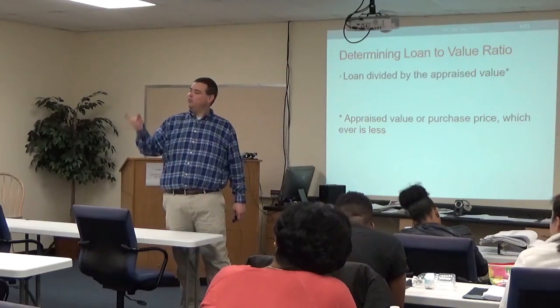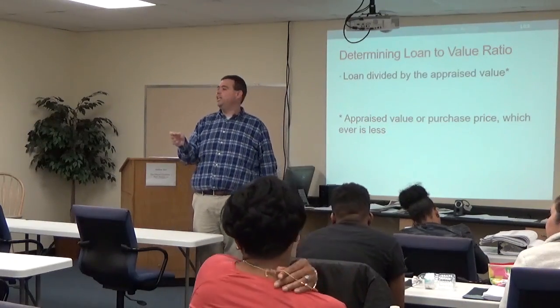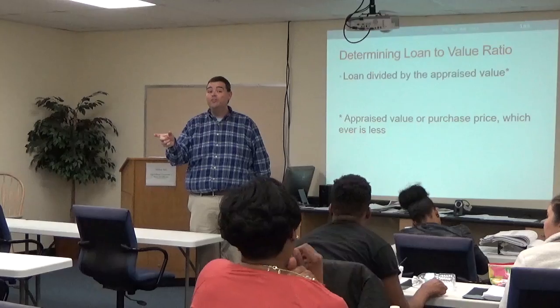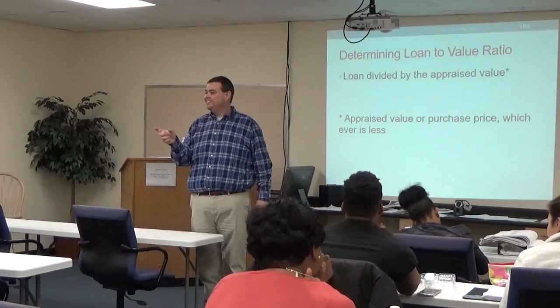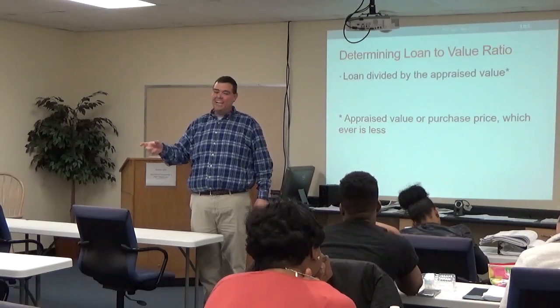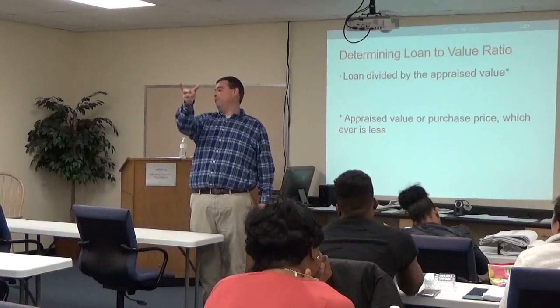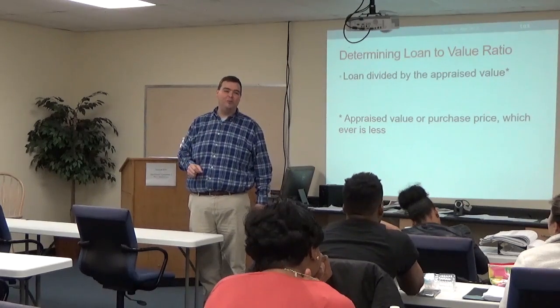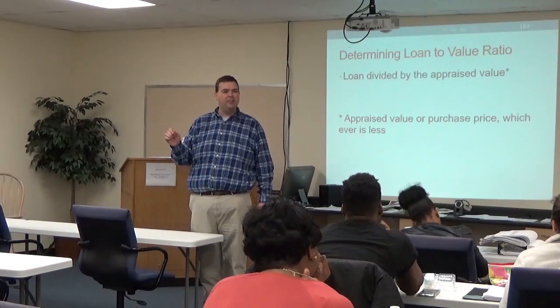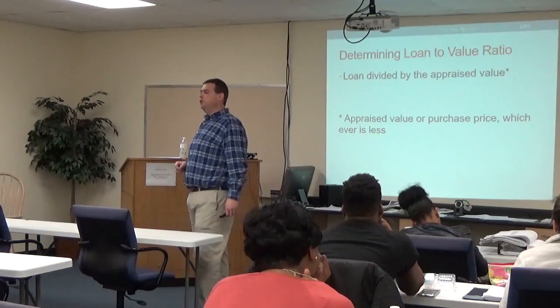If the house only appraises for $190,000, they're only going to lend 90% of $190,000. So you'd have to calculate what that is, and then you'd have to subtract that number from the $200,000 to get what their down payment would be. Does that make sense for you guys? Can you work that out?